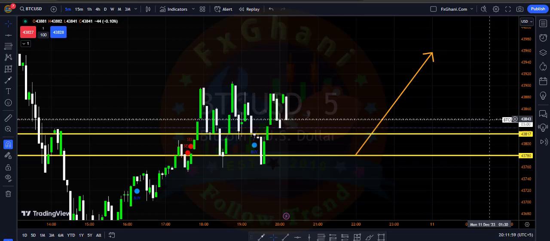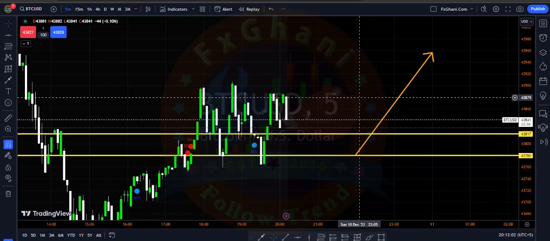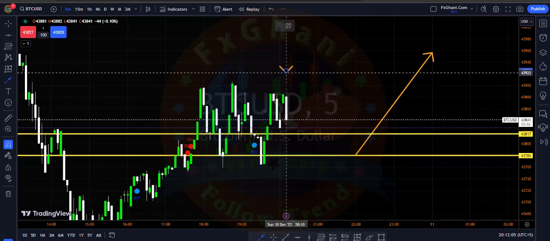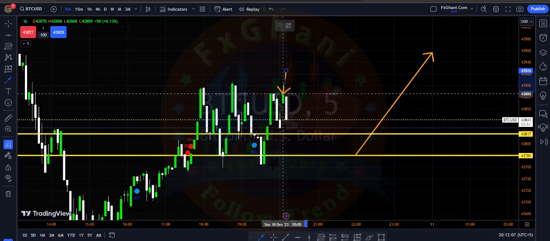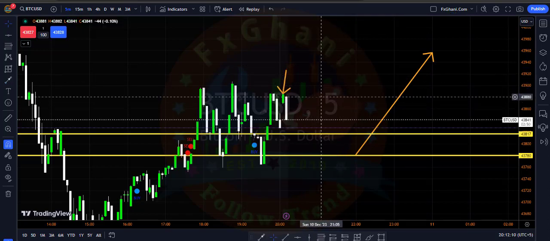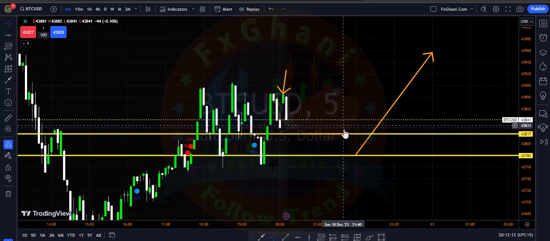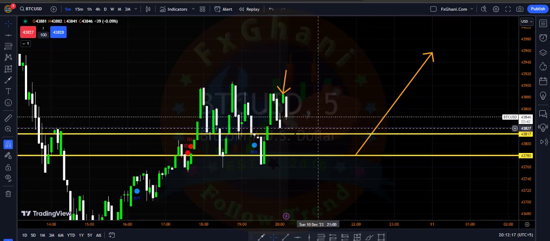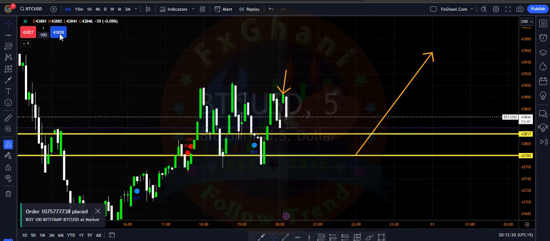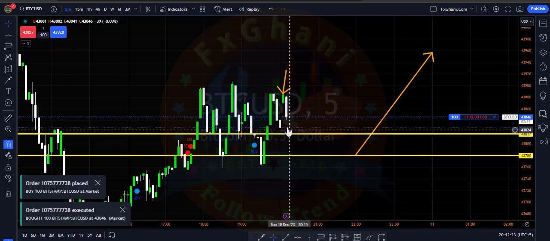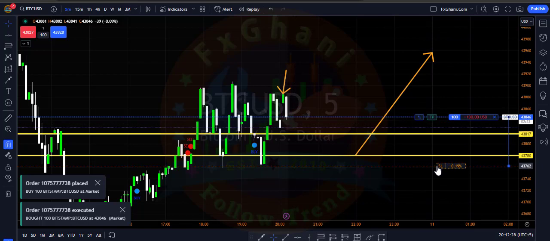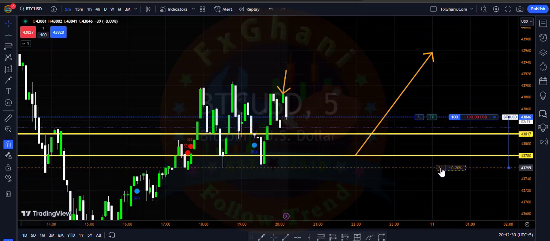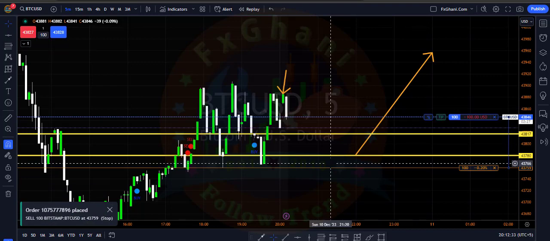Okay, because this candle clearly shows us a selling signal, selling force, this bullish candle. Okay, right now we are at a very good level. So if I enter a buy trade here, my SL is very small. Okay, now my SL is 0.20%.